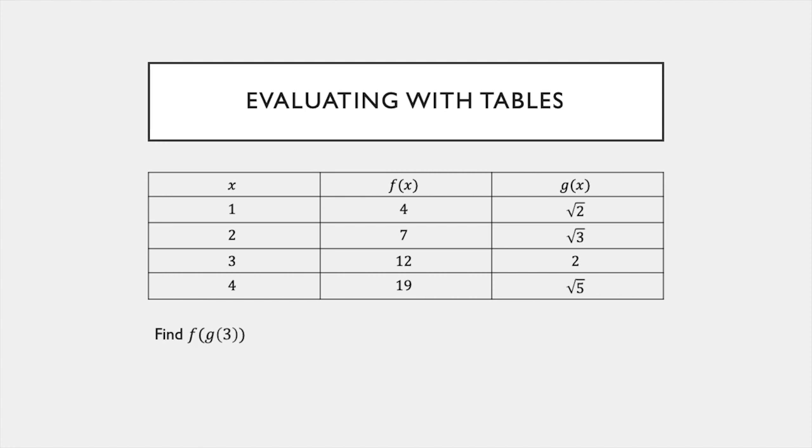And then if we're evaluating with a table, we'll first want to look along the x-axis and find the x value we're evaluating at. So we're evaluating at 3. We'll want to go to the inner function first and find the output there. So that equals 2. The output for our inner function becomes the input for the outer function. So we'll look at 2 for the x value, and then bring it along to f of x, which is the outer function. And again, we'll get f of g of 3 equals 7.